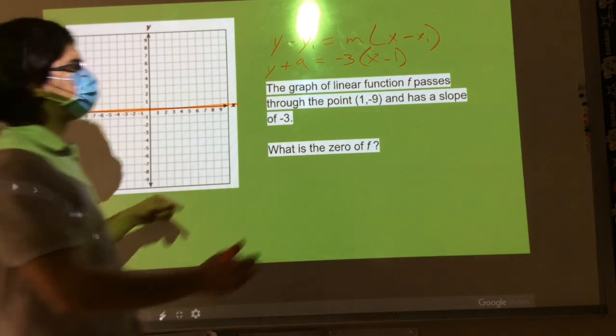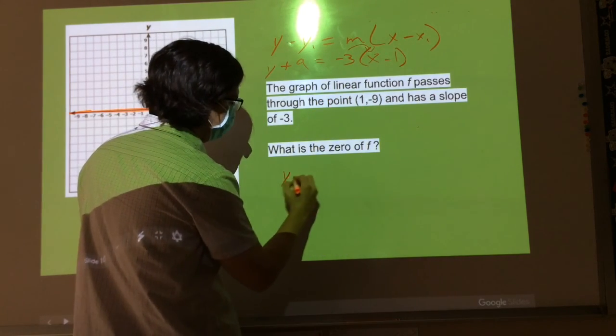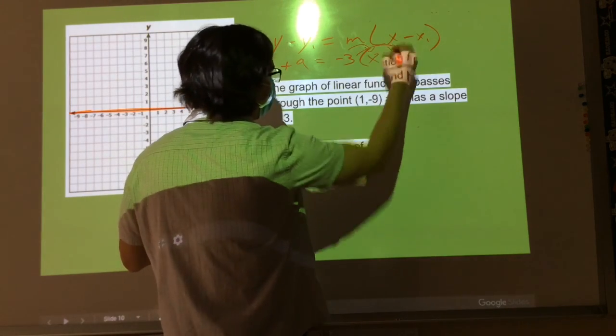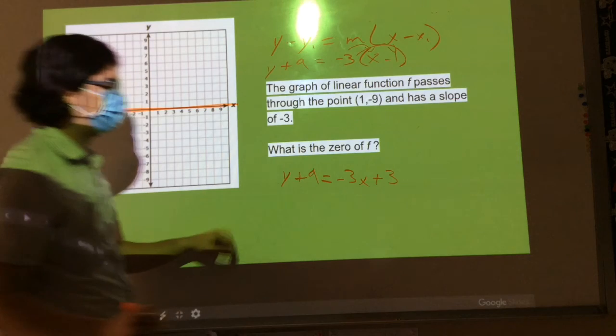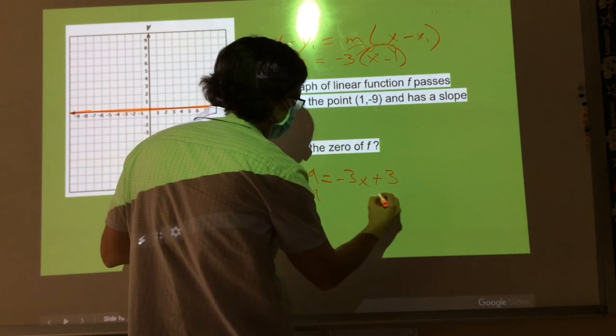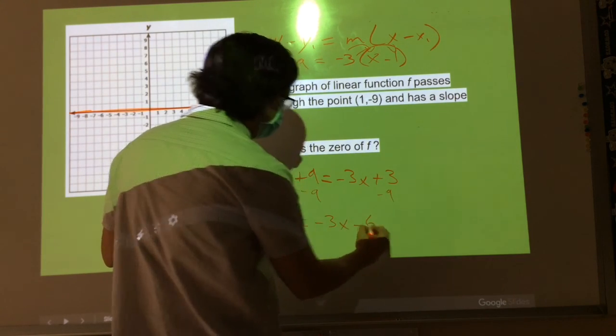So I'm going to distribute the -3. Now I'm going to drop down here, you guys. y plus 9 equals -3x plus 3. Okay? What's my last step? What do you want to divide by? Luke, what do you think? Subtract 9. Good, subtract 9. We have y equals -3x minus 6.